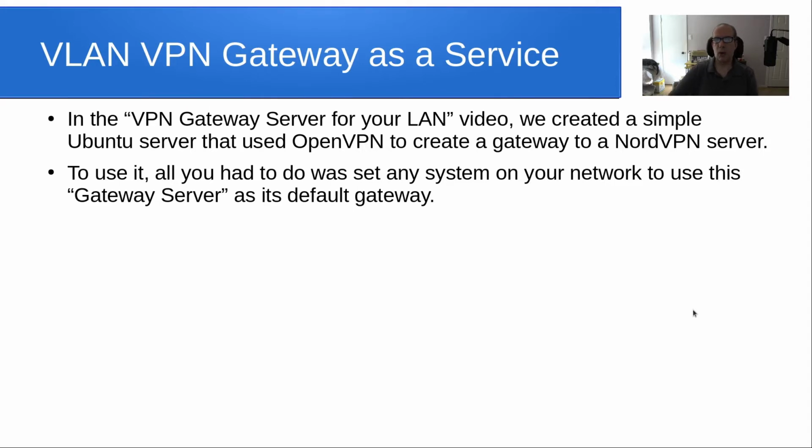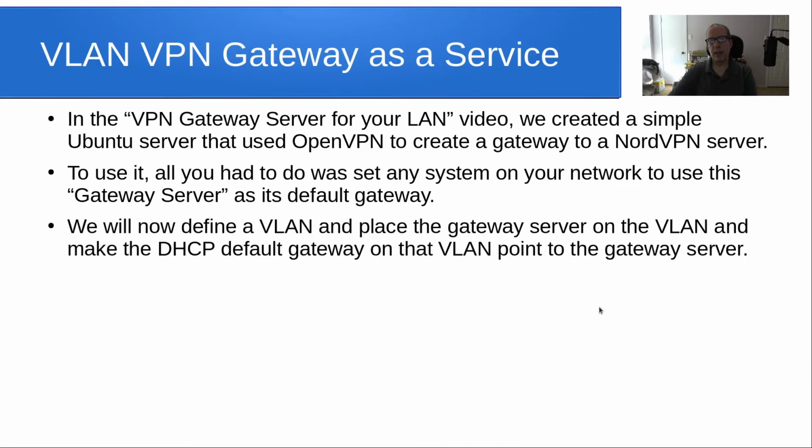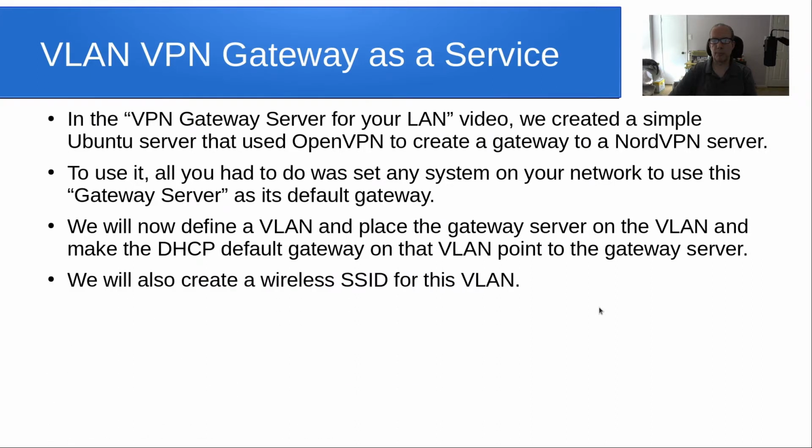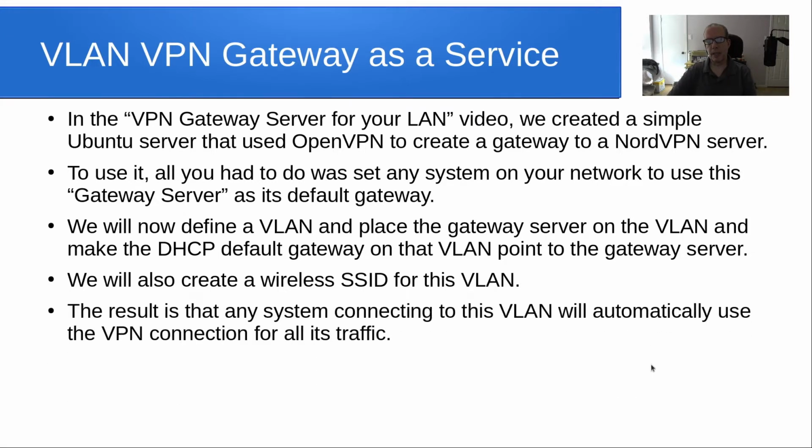as its default gateway. We're going to now define a VLAN and place the gateway server on the VLAN and make the DHCP default gateway on that VLAN point to the gateway server. We will also create a wireless SSID for this VLAN. So the result is basically that any system connecting to this VLAN will automatically use the VPN connection for all of its traffic.